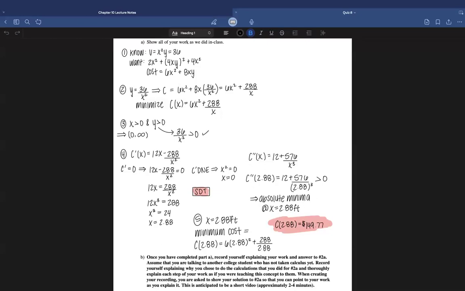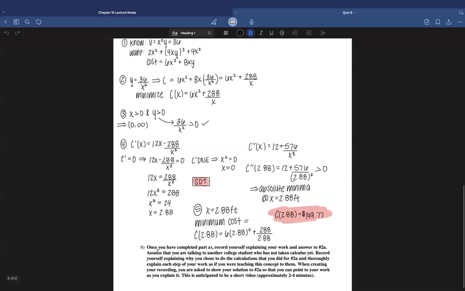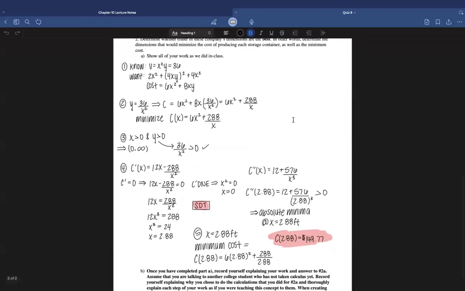So in step 5, this is where we find our answer. So we know that x equals 2.88 feet, and we want to find our minimum cost. So we take our original cost function, and we set x equal to 2.88. So that gives us 6 times 2.88 squared plus 288 over 2.88. And that in total gives us $149.77. And that is how you find your minimum cost.